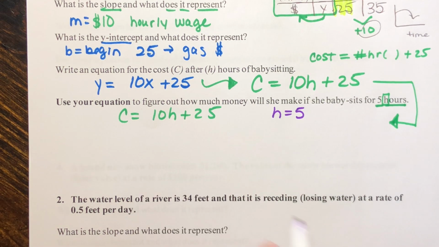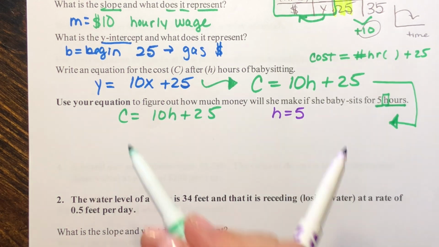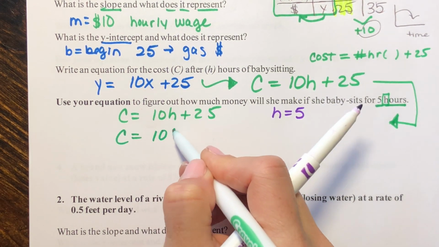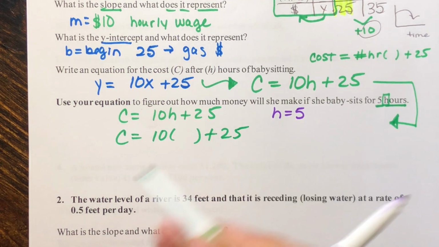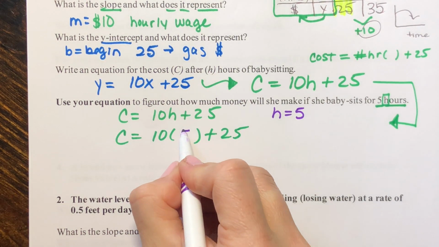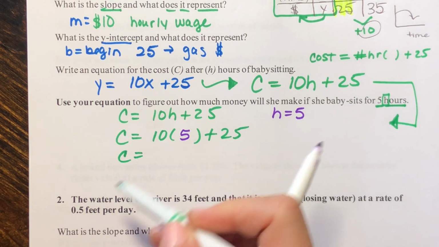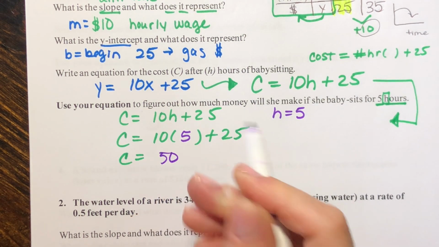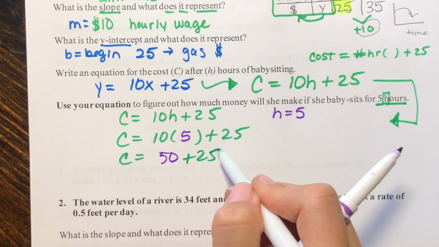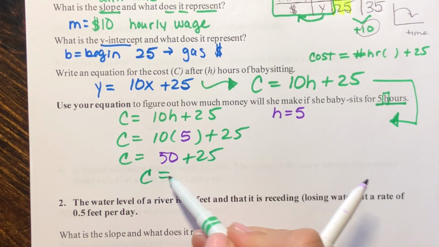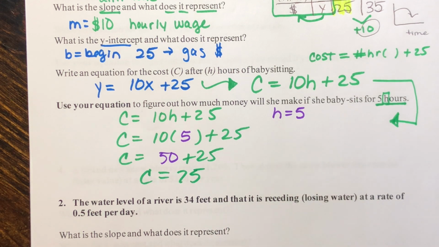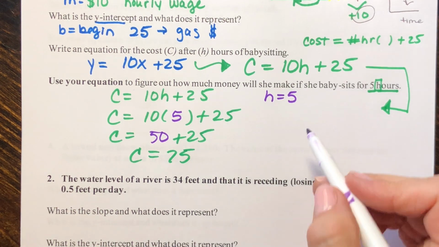Hey, yeah, let's try that. So if I were to say that the cost is equal to 10 times the number of hours she works, plus her gas money, can't forget about that. Oh, she worked 5 hours. So that means that she really earned $50 for working, but $25 for gas money. So after a 5-hour shift, this babysitter's leaving with $75. Does that make sense? Okay.